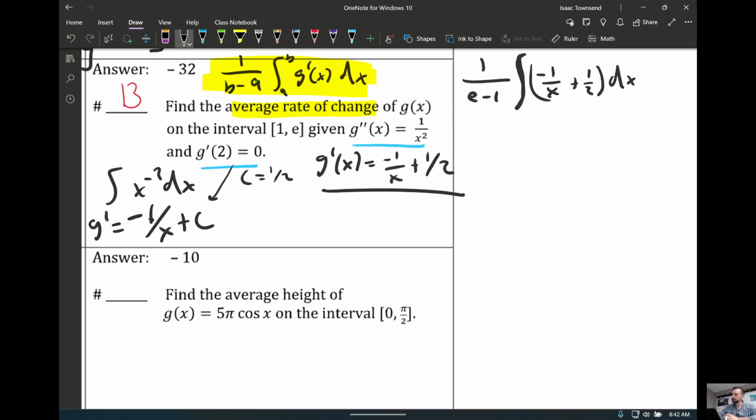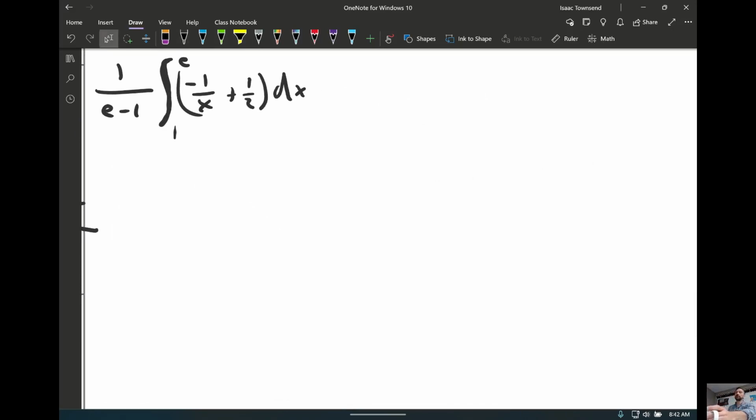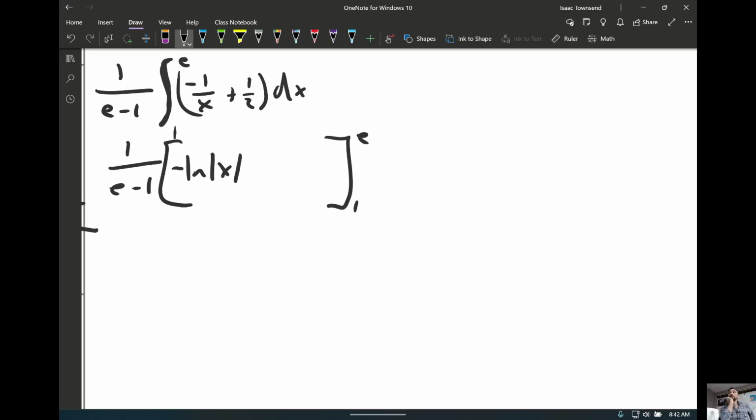Here's the derivative, and I want to know from 1 to e. So to give myself more space here, I'm just going to focus on this now. So I've got this. Integrating this is not too bad because that's just a natural log of absolute value of x, but negative. This, I could just throw an x on it, and I'm already done with the antiderivative.